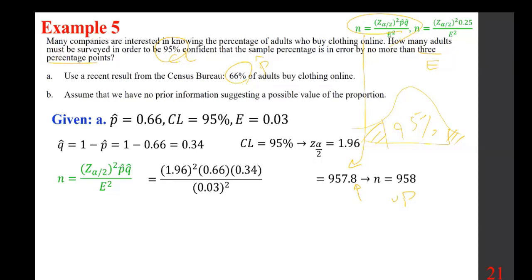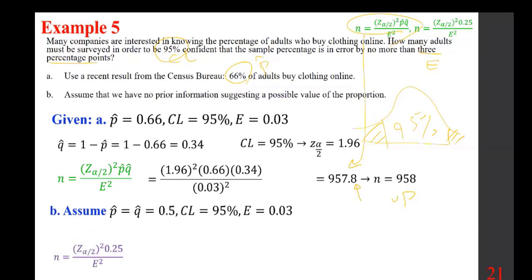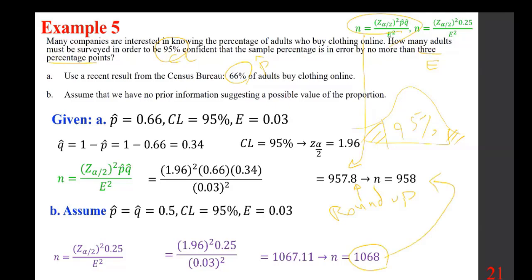You basically use everything the same. Instead of P hat times Q hat and plugging in, you just use 0.25. So part B repeats itself, but we use P hat equals Q hat equals 0.5. Notice what happens. Again, as I mentioned, we round up. But notice this number compared to this number is what? Larger. Always the second case is larger. What does it mean? It's a more conservative estimate, meaning if I have no idea what to use, I'll go with the worst case scenario just to be on the safe side. And that means we are going to have a larger sample size.